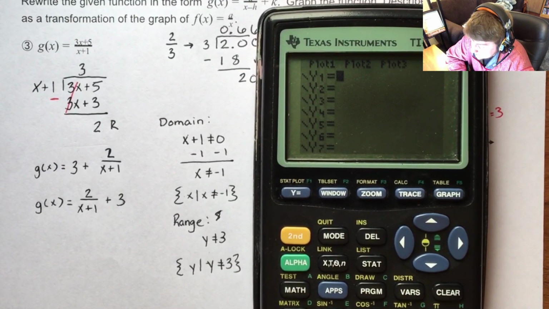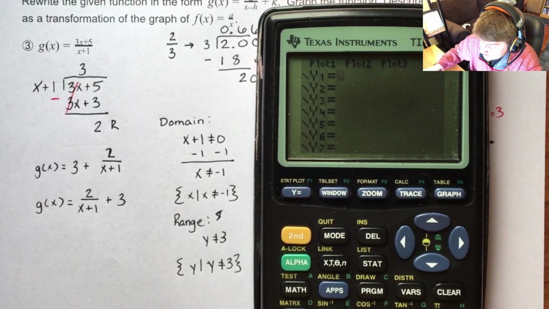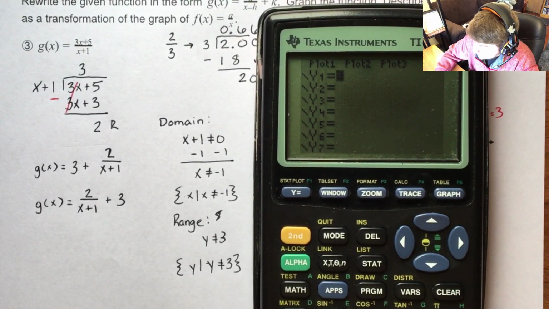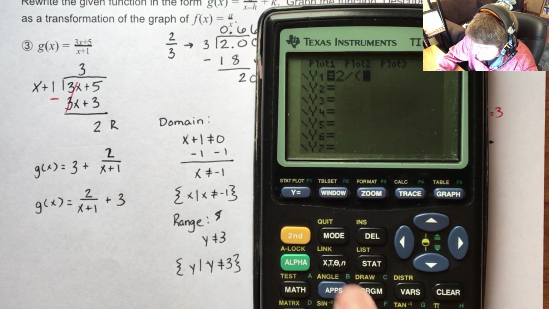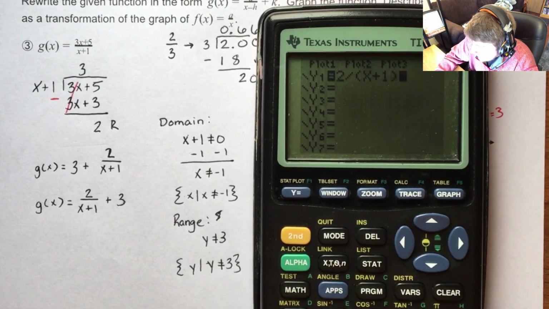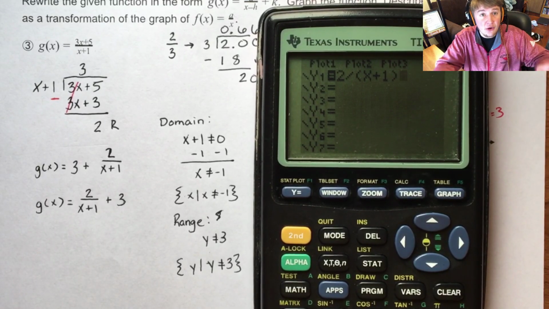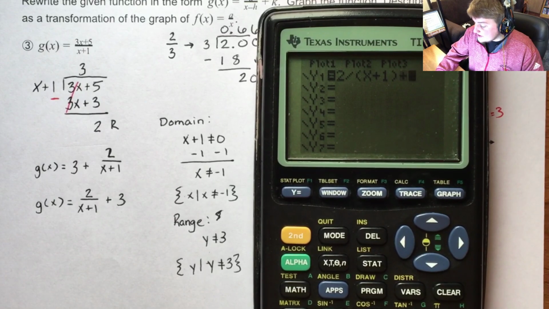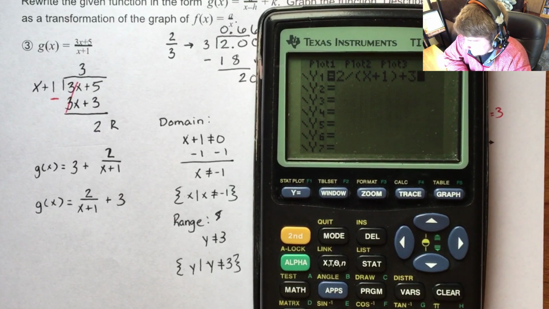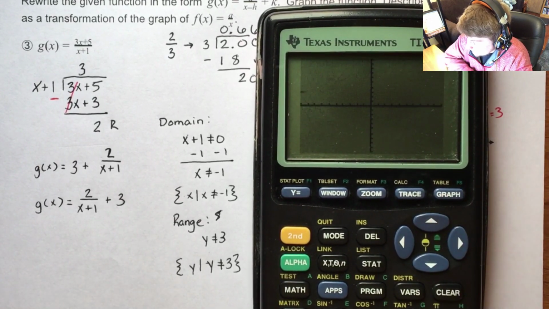Okay, so after you have that, you can go ahead and hit y equals. Then we can type our equation in here, this particular equation. We're going to do 2 divided by, and then that x plus 1 needs to be put into parentheses so we know it's grouped together on the bottom part of that fraction. Okay, and then after that we can hit +3. And then we can hit graph.